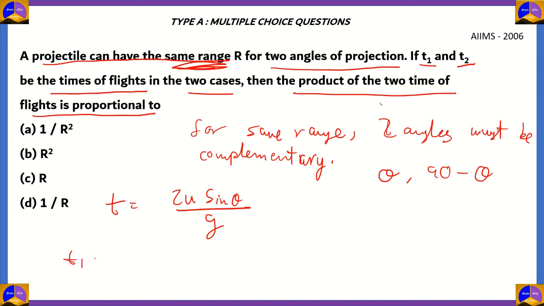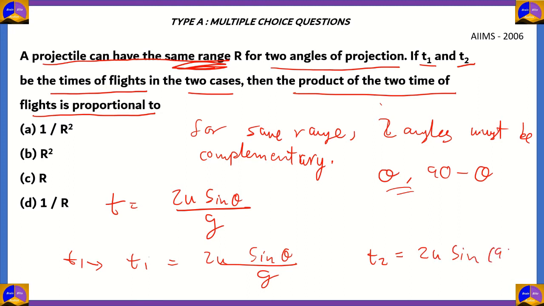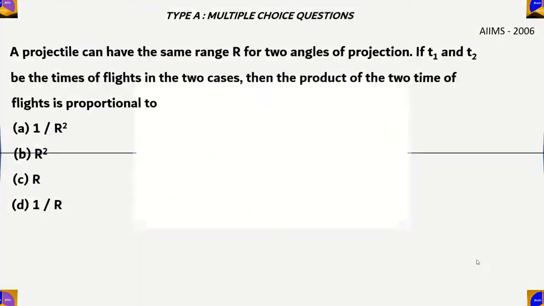For time t1, the formula is 2u sine theta divided by g, taking the first angle as theta. And for time t2, the formula will be 2u sine of 90 minus theta divided by g. Now we can write sine of 90 minus theta as cos theta. So t2 will be equal to 2u cos theta divided by g.